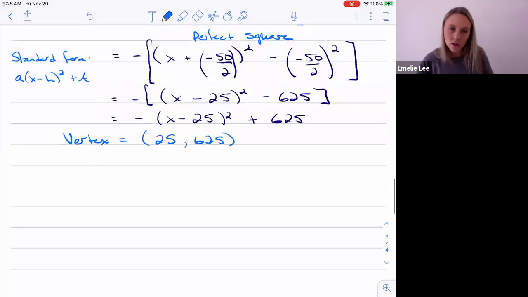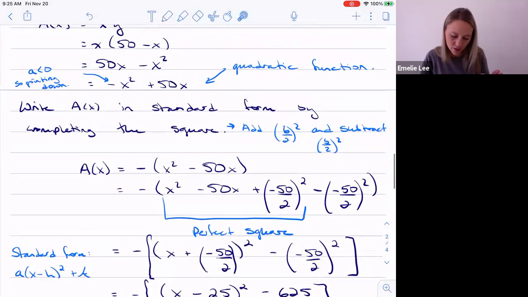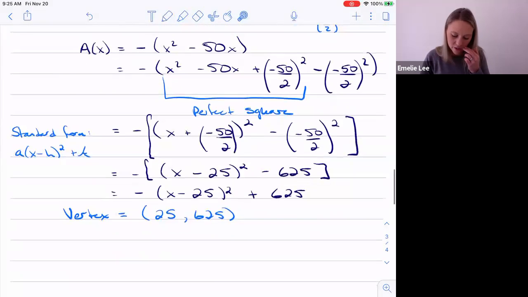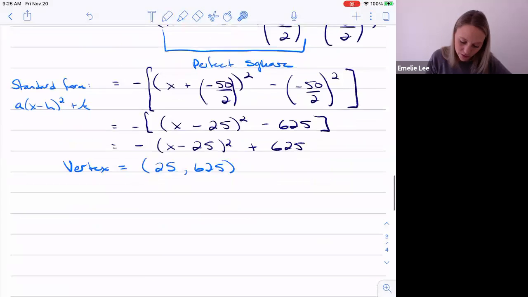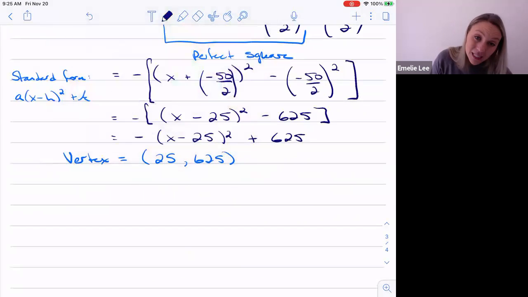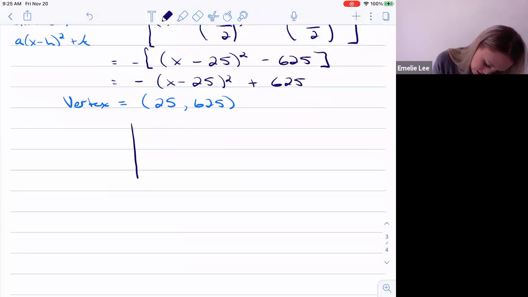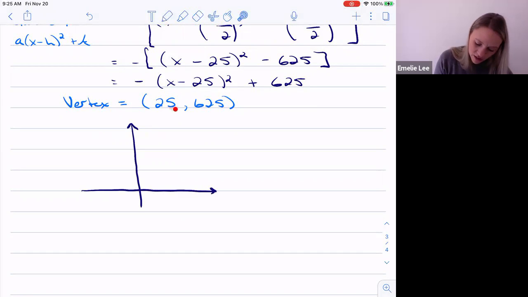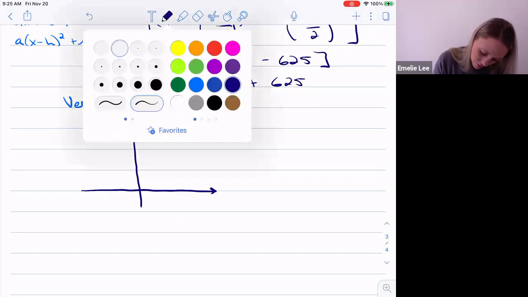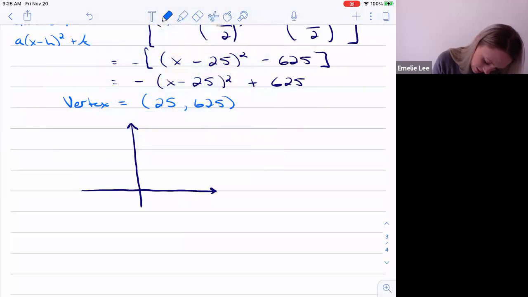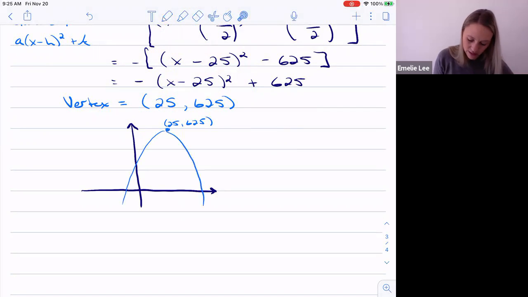Okay. We already decided this parabola is pointing down, which we would see here as well. We've got this negative, so now the vertex is the maximum. So it's at (25, 625). Let's just pretend that we've drawn it here at (25, 625). That's the vertex, and it might look something like this. We can put in some work and find the x and y intercepts, right?